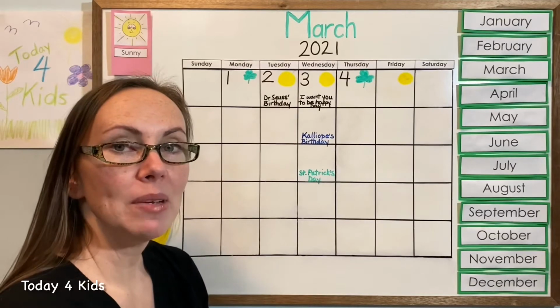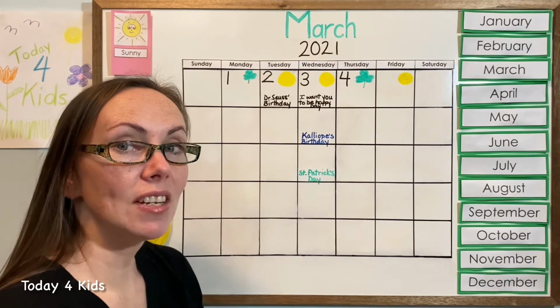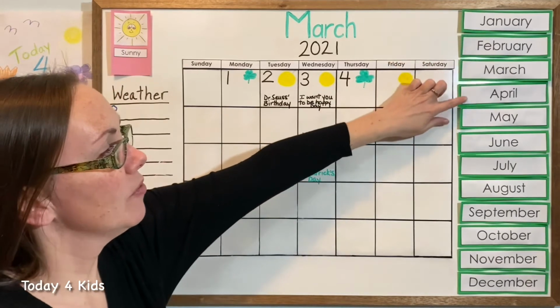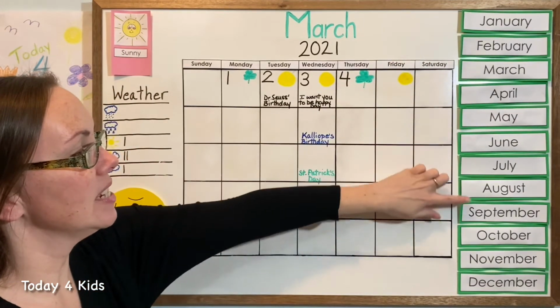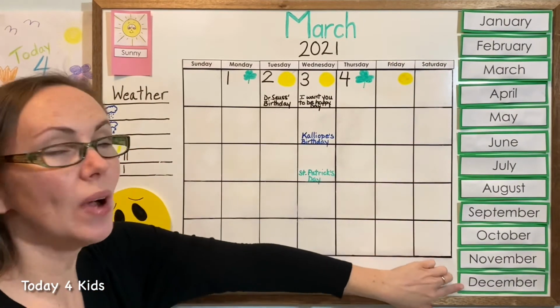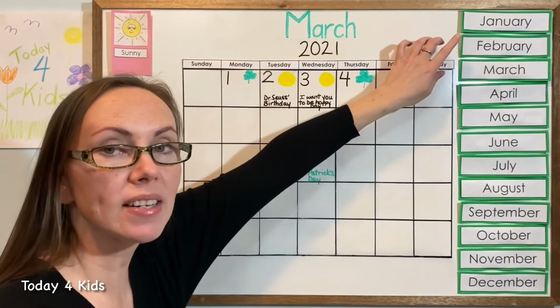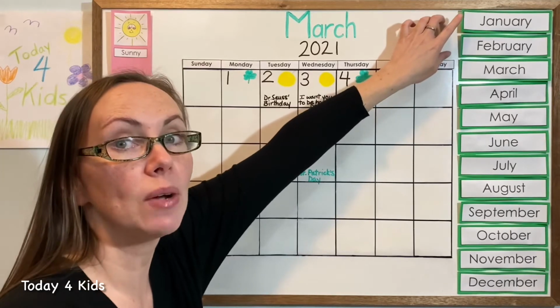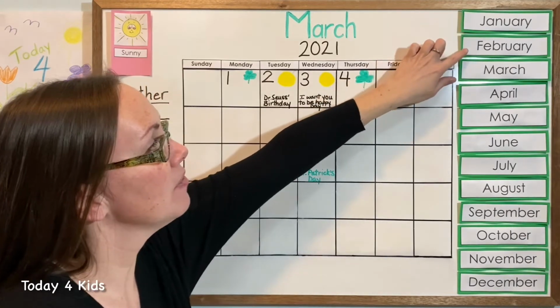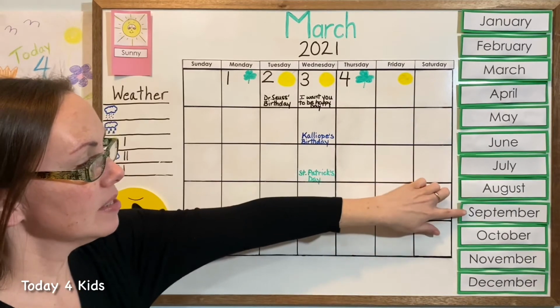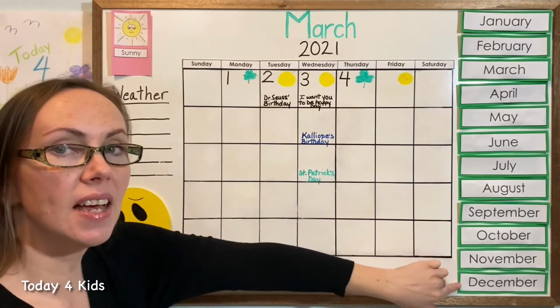Do you remember how many months are in the year? Let's count and figure it out together. Are you ready? 1, 2, 3, 4, 5, 6, 7, 8, 9, 10, 11, 12. 12 months in our year. Let's see if we can remember all of the names. Practice them with me. It's okay if you don't know yet. We'll practice together. January, February, March, and April, May, June, July, August, September, October, November, December.